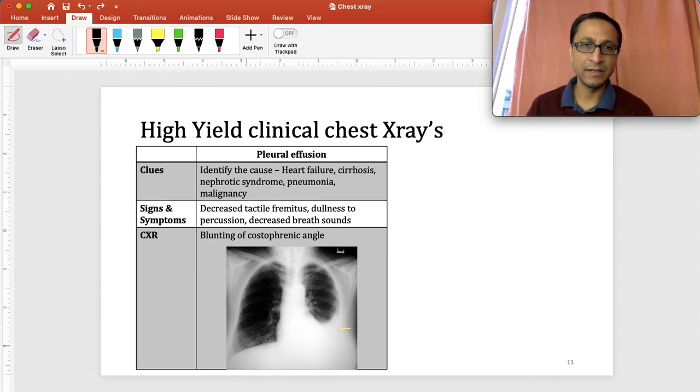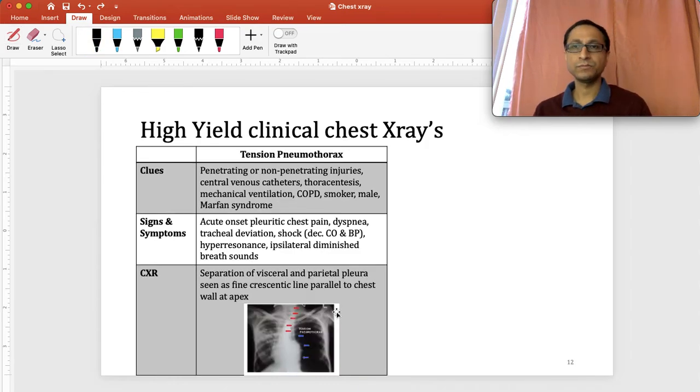And here we can see a normal costophrenic angle, and the left costophrenic angle on this side is blunted. A lot of white opacity, so that is fluid collection, right? So that is pleural effusion.